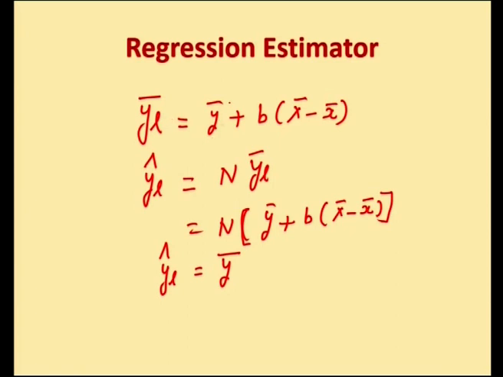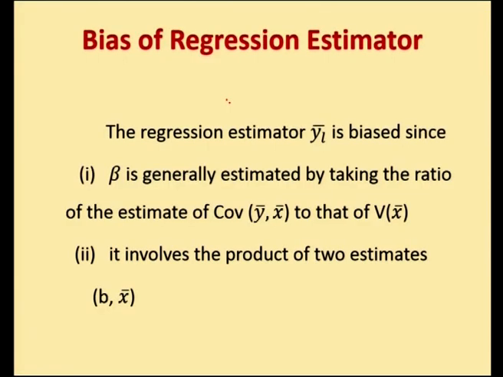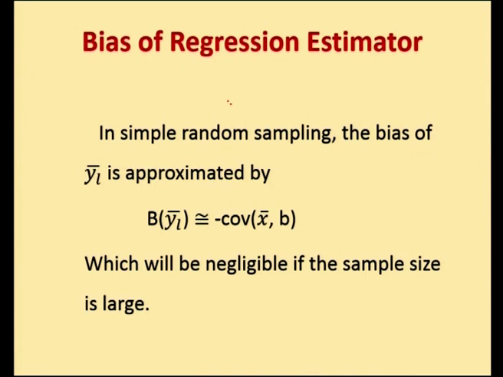But the regression estimator is not an unbiased estimator, it is a biased estimator. The regression estimator is biased since beta is generally estimated by taking the ratio of the estimates of covariance of y bar comma x bar to that of variance of x bar, and the second reason is that it involves the product of two estimates, b comma x bar. And now we will get the expression for the bias of the regression estimator. In simple random sampling, the bias of the regression estimator YL bar is approximated by B of YL bar is approximately equal to minus covariance of x bar comma b, which will be negligible if the sample size is large.